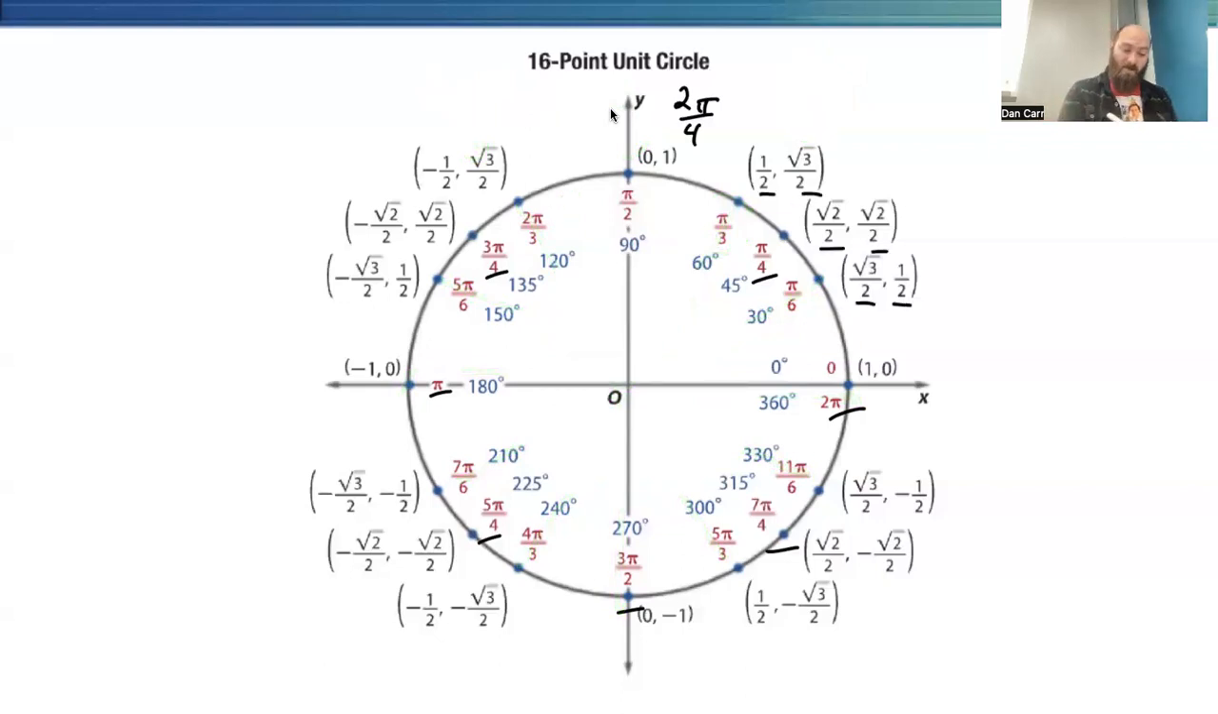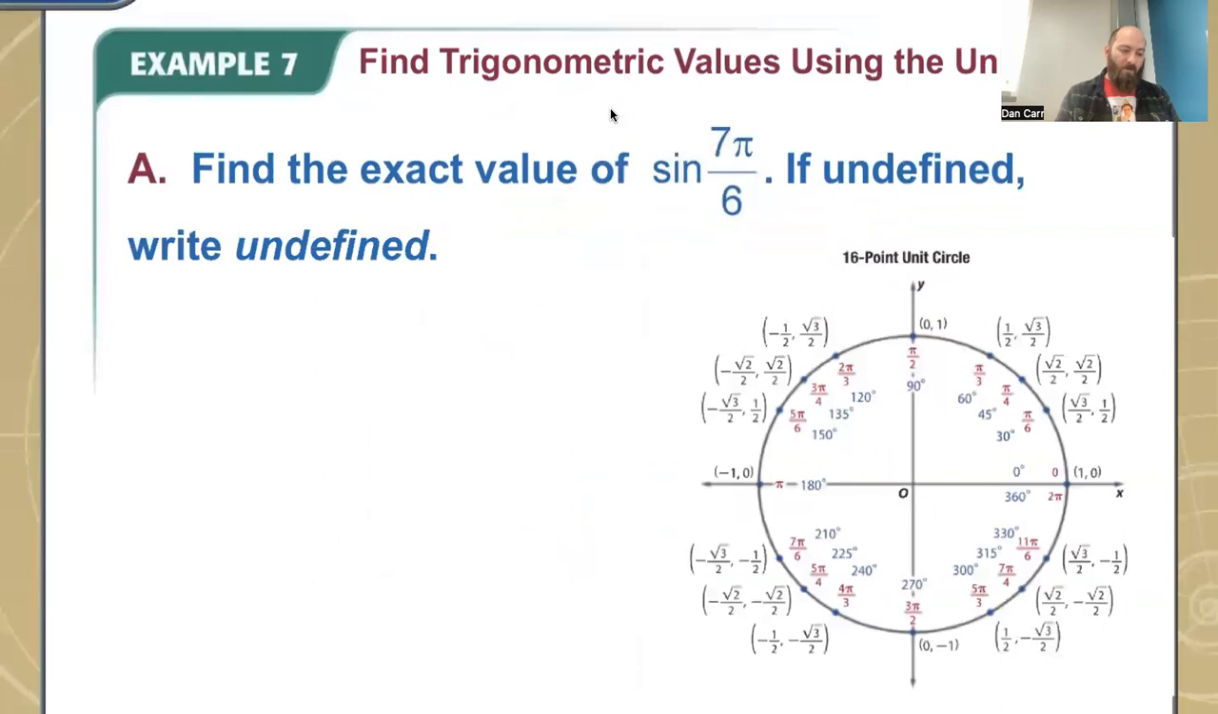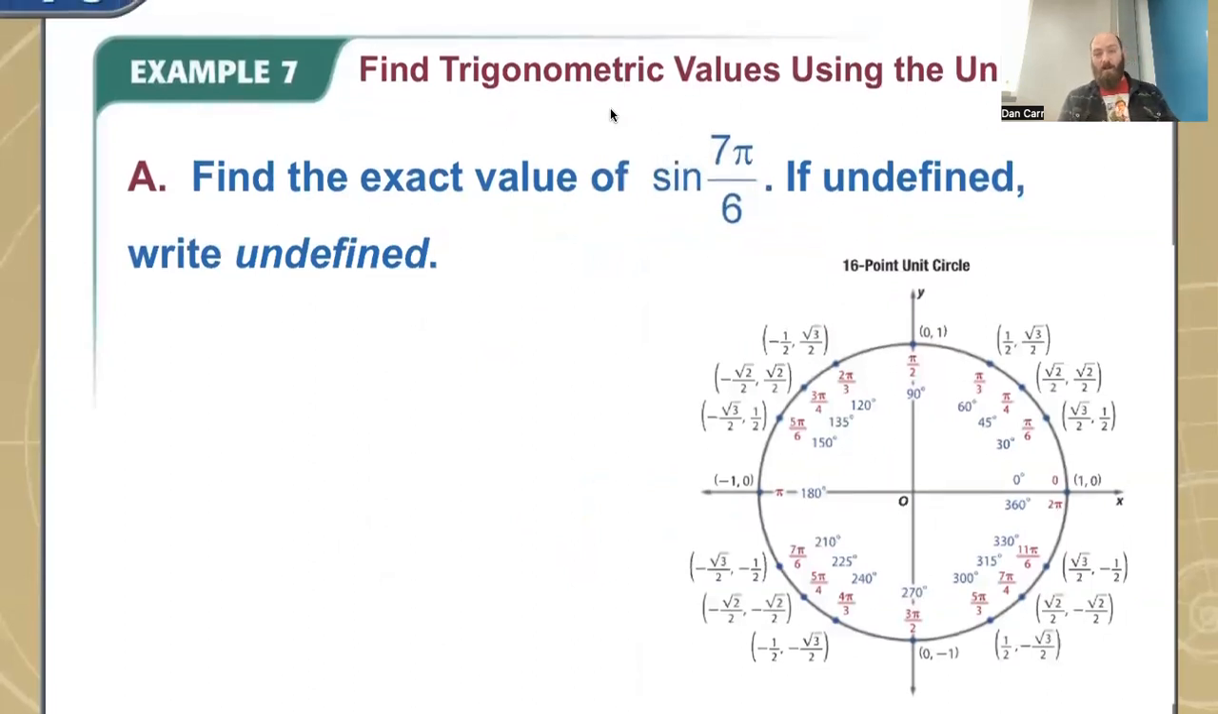Again, since these are all set up as sine comma cosine for all my coordinate pairs, we can just identify very quickly what is the sign of sine, cosine, tangent, because tangent is dividing them out, and then our reciprocals as well. So let's look at an example of that. Find the exact value of sine 7 pi over 6. If undefined, write undefined. So the only undefined ones are going to be anything that's reciprocal or division. So sine, cosine will always be defined.